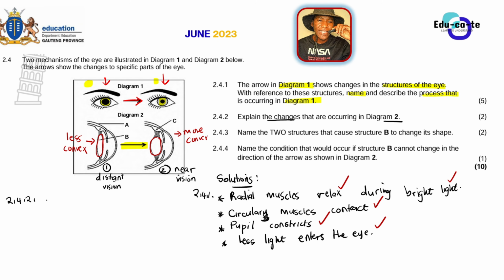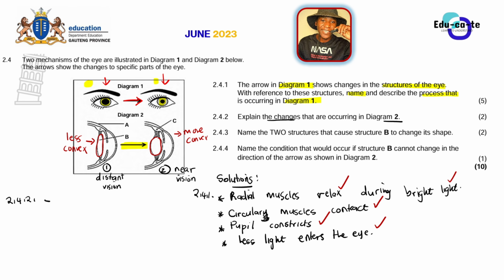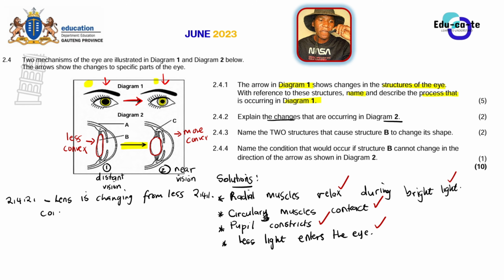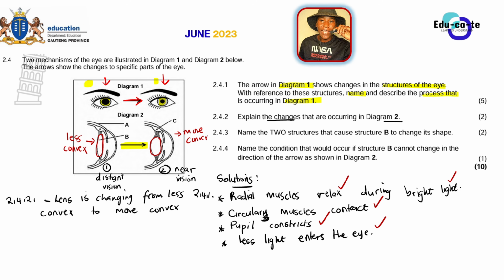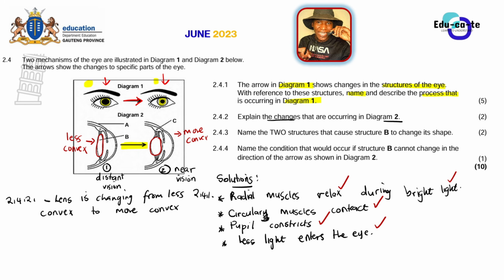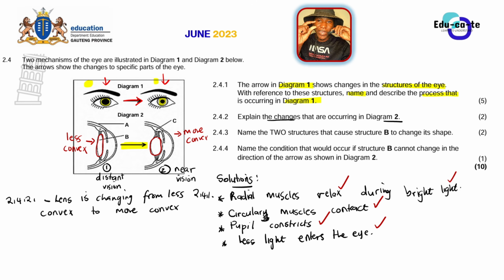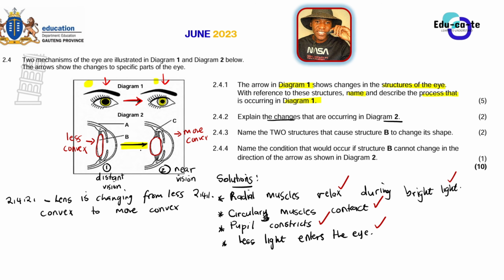You just have to explain that here the lens is changing from being less convex to more convex. So first you explain that here the lens is changing from less convex to more convex. Okay, so basically this is what's happening. The lens is becoming more convex from being less convex, because the first part of the diagram describes the lens as less convex, a smaller one, but this arrow describes the change that is happening here.